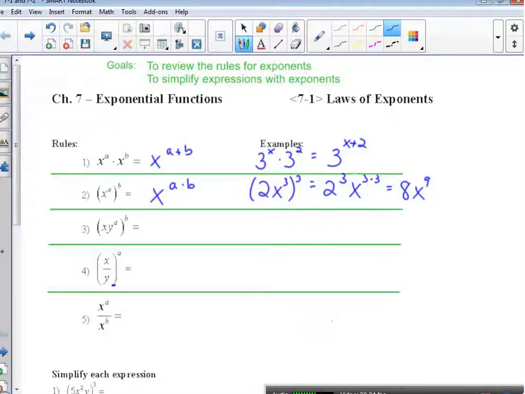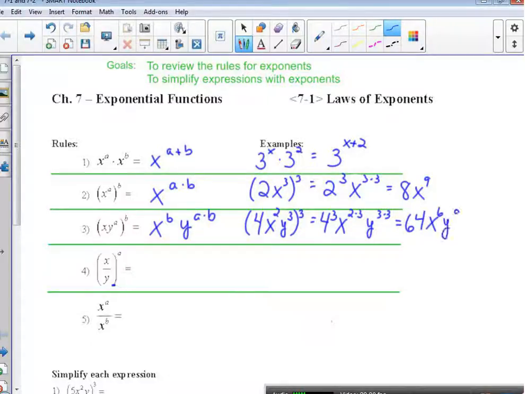Same thing on the next one. It would be x to the b, y to the a times b. So another good example here, let's go 4x squared, y cubed to the third. And so we have to do 4 to the third, x to the 2 times 3, y to the 3 times 3. So that gives us 64 x to the 6th, y to the 9th.